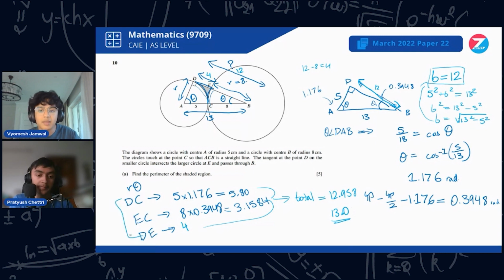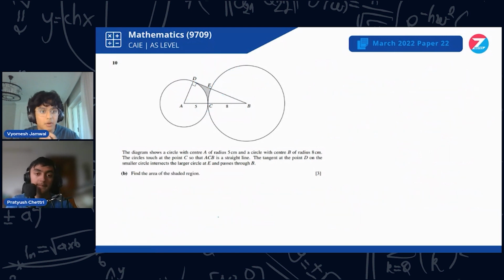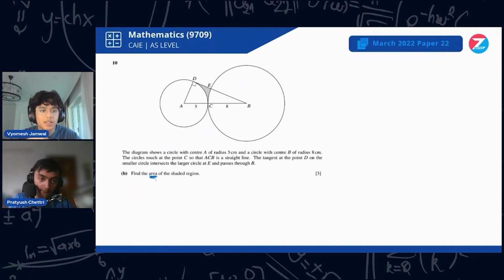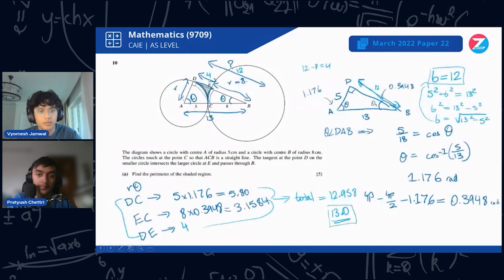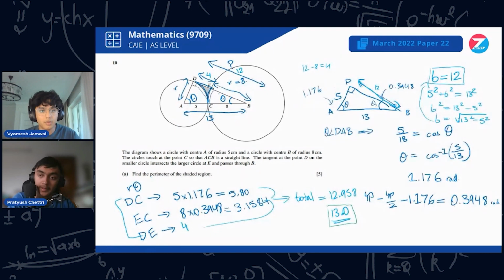Awesome. And now for the next question, it's going to be this part of the same question because it's both part A and B. So in this case, they're actually asking us the area of the shaded region, right? And to do this, we would take the values that we have already gotten before, which is angle DAB and angle DBA, because we would be needing both of them in this case. So 1.176 and 0.3948.